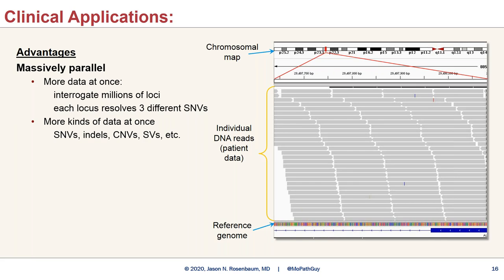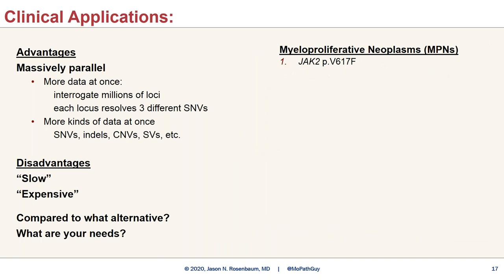The disadvantages, I've put in quotes because they're arguable, the disadvantages of massively parallel sequencing are that it is slow and that it is expensive. And I just want to make it clear that it really depends on what your alternative is and what your clinical needs are. So in myeloproliferative neoplasms, you may have a very simple algorithm that just requires testing of JAK2 V617F. And I would be the first person to agree with you that you can do perfectly well with a standalone single gene assay if this is all you need. And you'd be better off because it would be faster and cheaper.